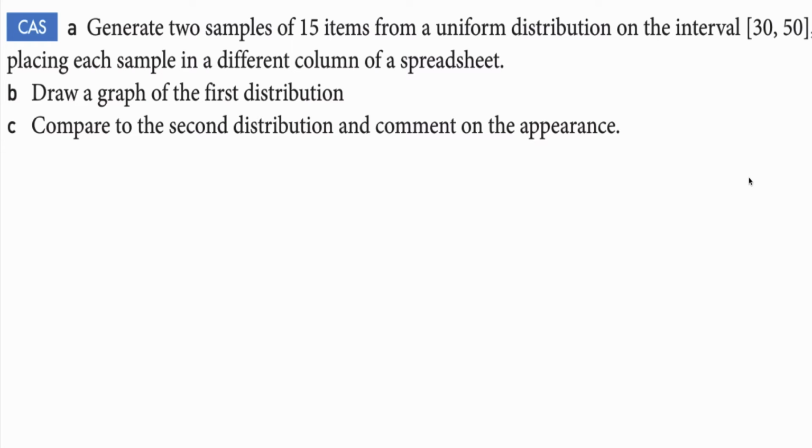So let's go to our calculator now and work out how we can do these samples on the calculator and have a look at them. So this is saying let's generate 2 samples of 15 items from a uniform distribution on the interval 30 to 50, placing each sample in a different column of a spreadsheet. Okay, I'm going to draw the graph and then compare them.